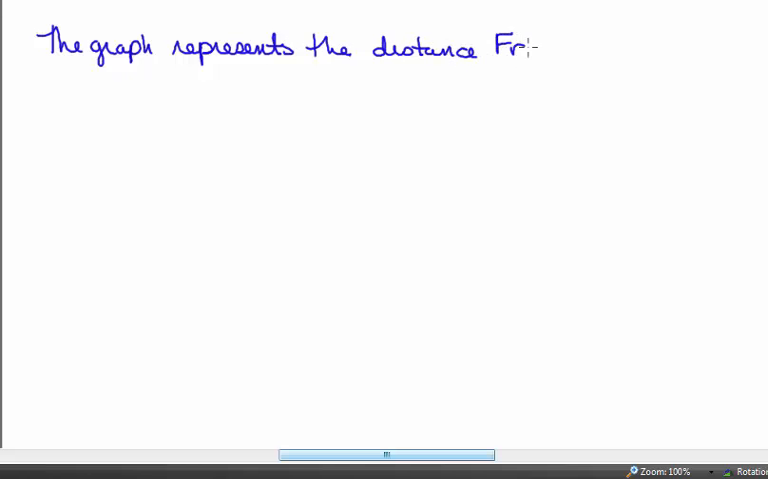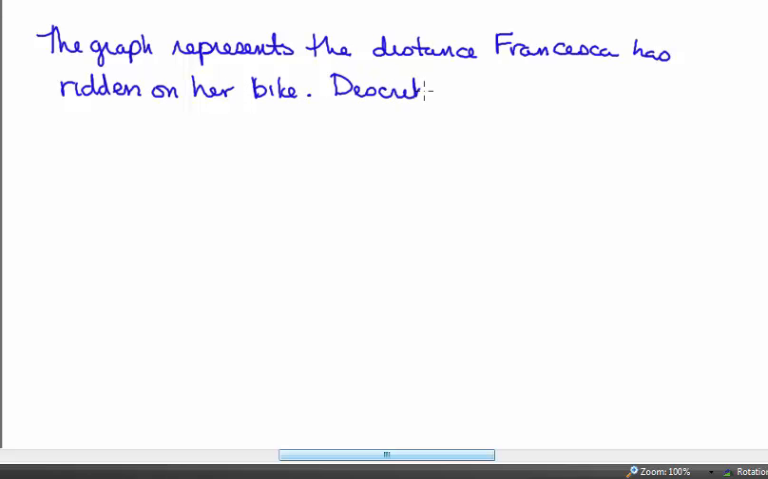All right, next we're going to analyze a graph. So the graph represents the distance Francesca has ridden on her bike. Describe what happens in the graph.